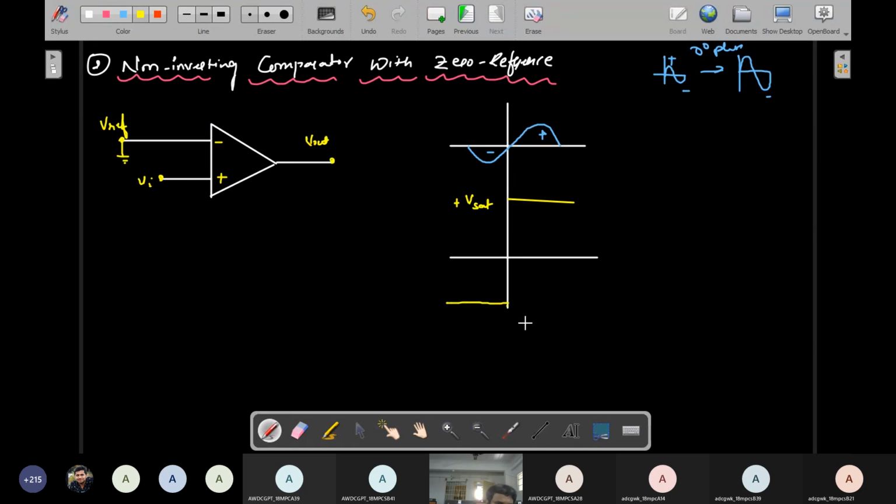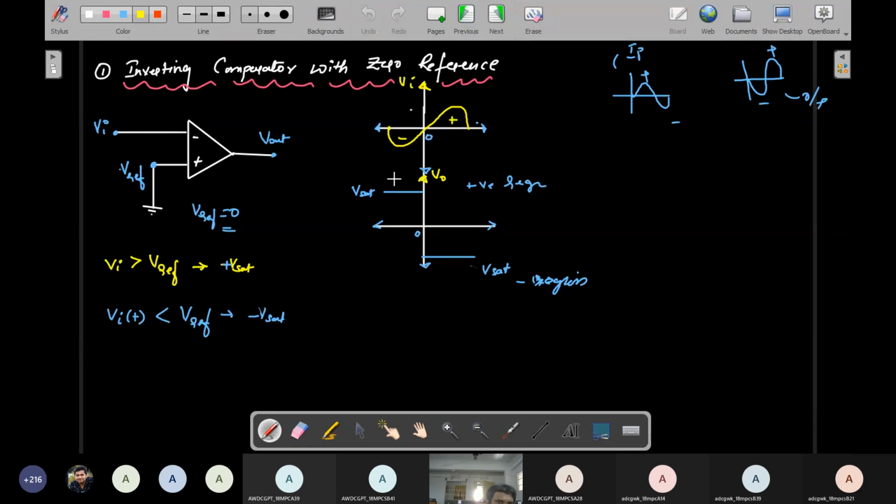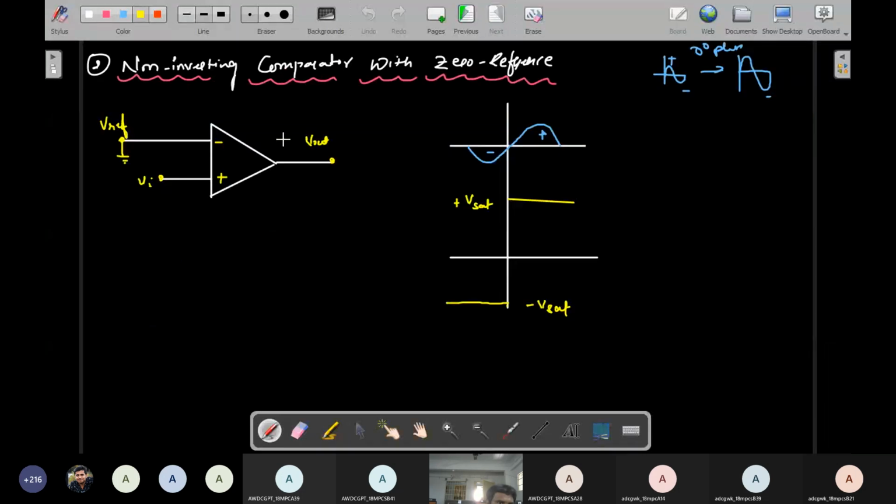So this is the saturation, minus V saturation. This is the difference between this diagram and this diagram. Here also it is the same, but here I'm giving my input voltage to the non-inverting terminal. In the non-inverting terminal, this is the input signal, and we will get the output signal in the same format, but it is amplified. Therefore the positive side shows positive saturation and the negative side shows negative saturation, and the remaining are the same.